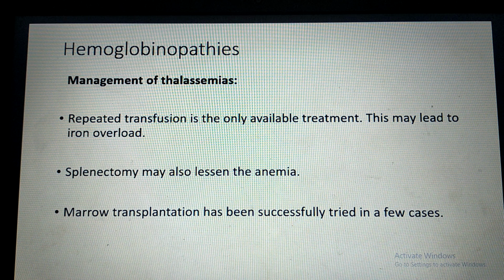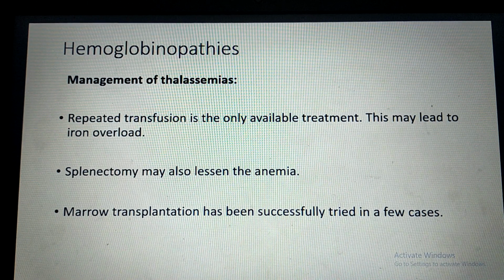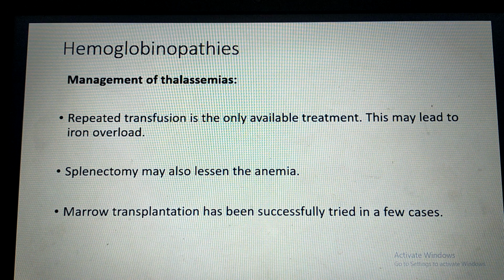Now splenectomy may lessen the anemia. All of us know the spleen is the major organ where RBCs are destroyed. Abnormally shaped RBCs are destroyed there. If you remove the spleen, then these abnormal RBCs are not destroyed in the spleen, and hence anemia is decreased. Bone marrow transplantation is a successful treatment and is tried in a few cases.